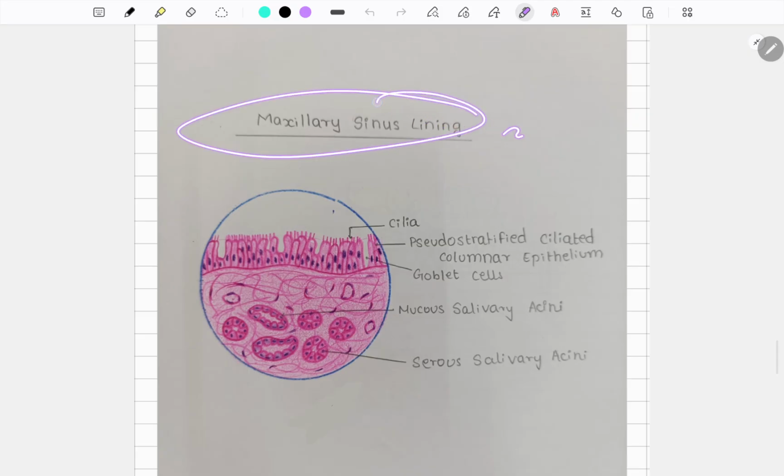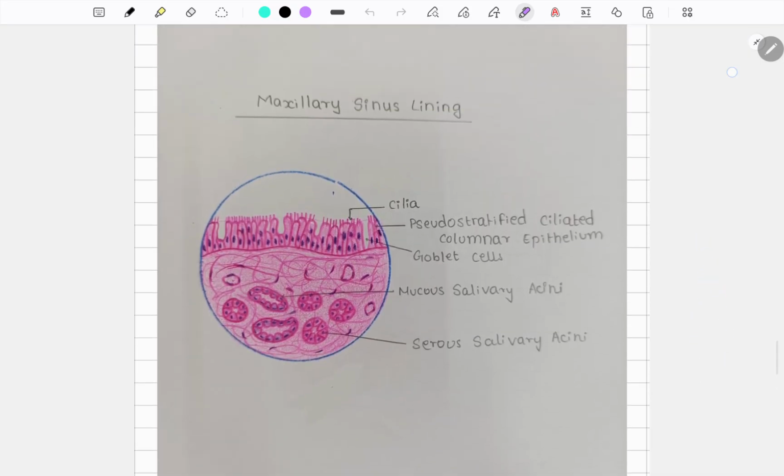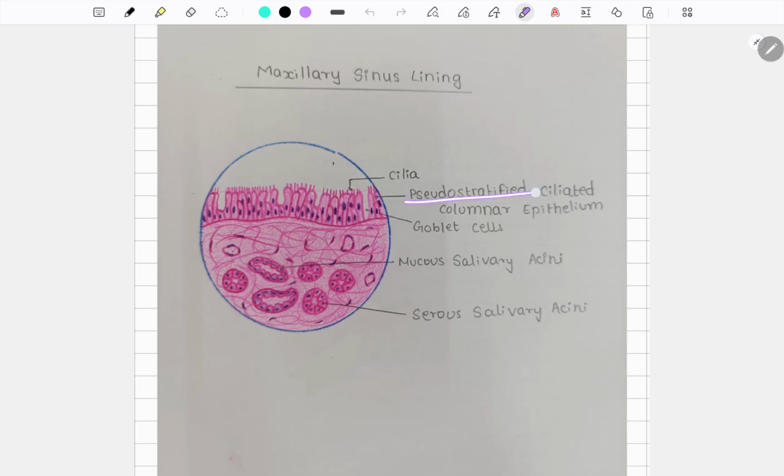Moving on to next, maxillary sinus lining. In this you can see that there is presence of pseudostratified ciliated columnar epithelium with goblet cells present, and there will be cilia as it is ciliated columnar epithelium. It will give an appearance of stratification, that is multiple cells present, but there will be only a single layer of cells present which are elongated like this. In this there will be presence of mucous salivary acini also and serous salivary acini also. So this is the identification feature, that is pseudostratified ciliated columnar epithelium overlying a thin connective tissue.